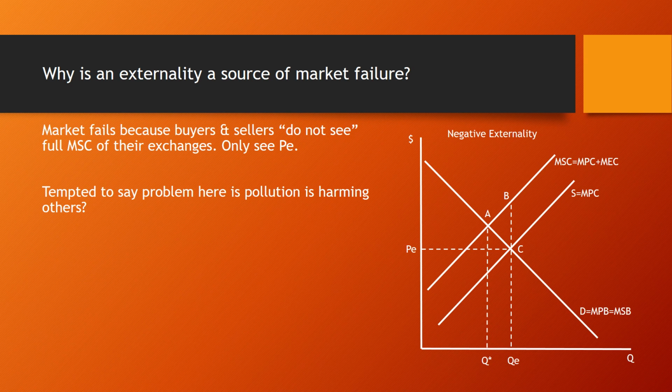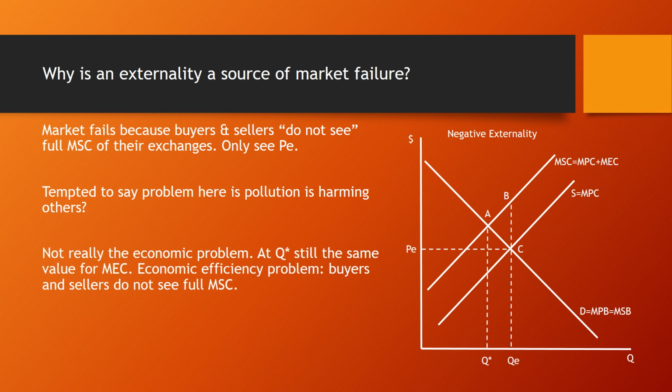Now, you might be tempted to say the problem here is that pollution is harming others. Certainly many non-economists would say this. It is very important that you understand this is not the economic efficiency problem. It is not that pollution is harming others. You should notice that even at Q star, the optimal quantity of output, there is still going to be a marginal external cost associated with production and consumption of the good.